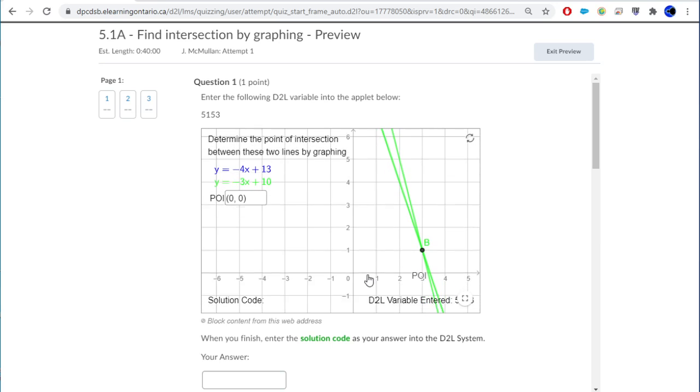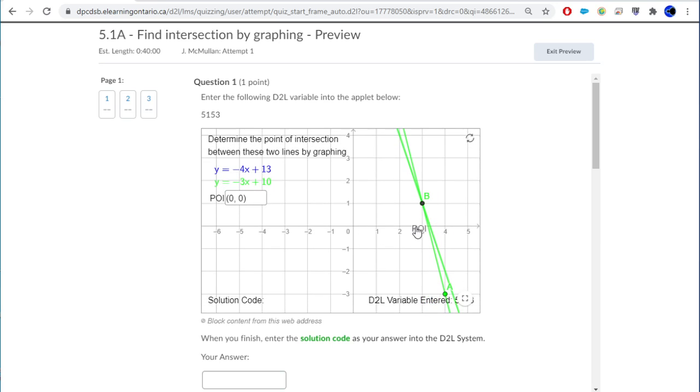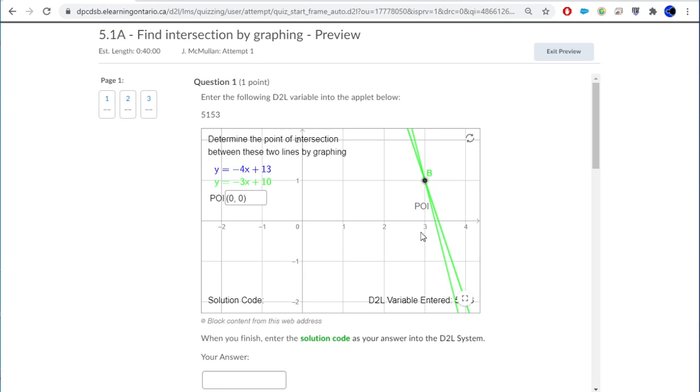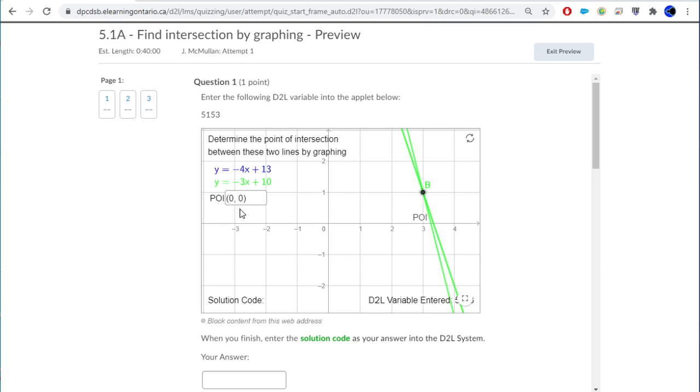So what I'm doing at this point is I look for the point of intersection, which I see over here is located at 3 for the x and 1 for the y. And so I type in 3, 1, and that's what I'm going to need to give me my code to get that one right.